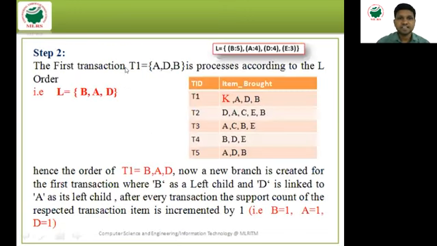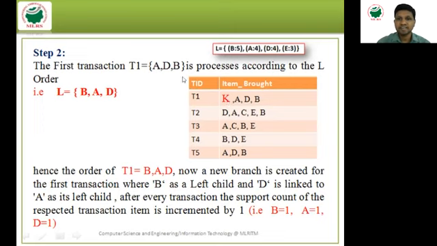Step 2, the first transaction T1: ADB. What is the transaction here? In the actual table, T1 is KADB, but here in T1 I considered only ADB. Why? What is the value of K? 1, right? The final order is L equal to B5, A4, D4, E3, and we have to consider only items greater than or equal to 3. K is less than 3, that's the reason I eliminated it. So the only remaining items are A, D, B.